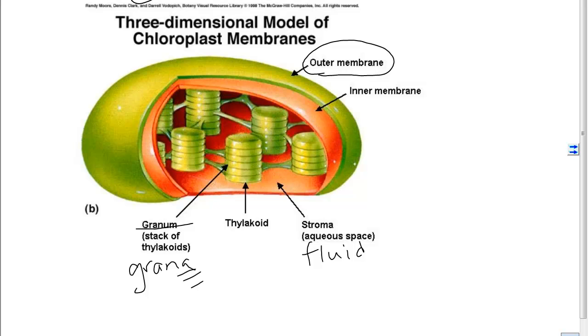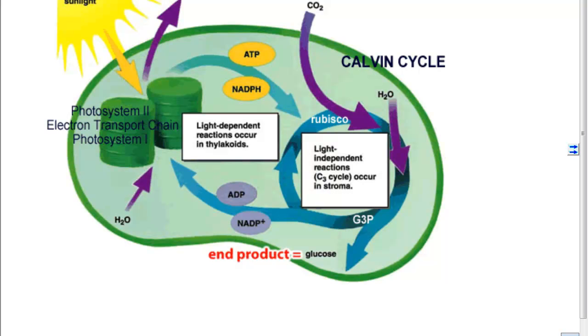And each of these stacks right here are called thylakoid membranes. So here's a thylakoid, here's a thylakoid. There's a bunch of thylakoids stacked on each other to form one granum. This is the organelle in which photosynthesis takes place, and both the light reactions and the dark reactions happen here.